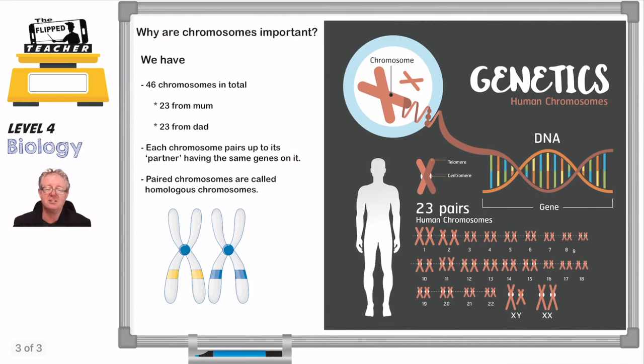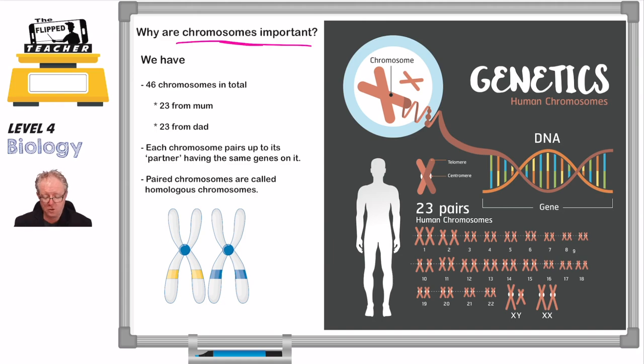Let's look on to the last slide here, because we're looking at why are chromosomes important. We've already said they're important because of the fact they carry genetic information, that they code for characteristics, and that they allow those characteristics to be passed on to the next generation. Well, they can do something else, right, as this last point here.